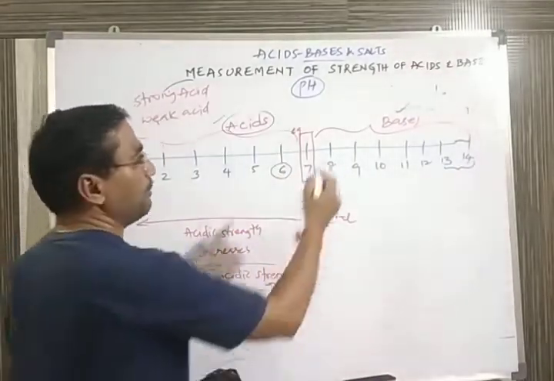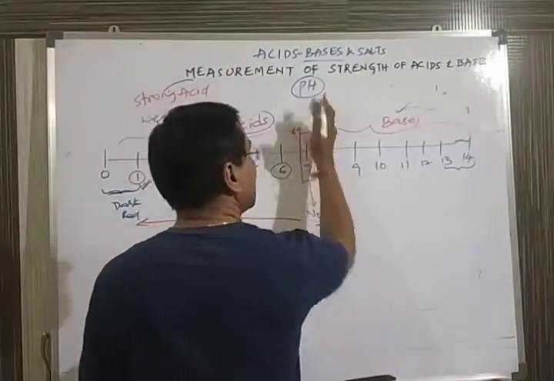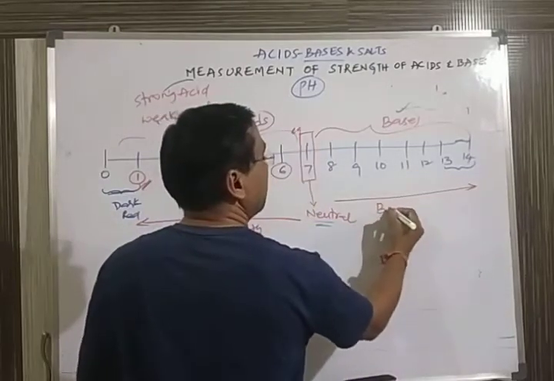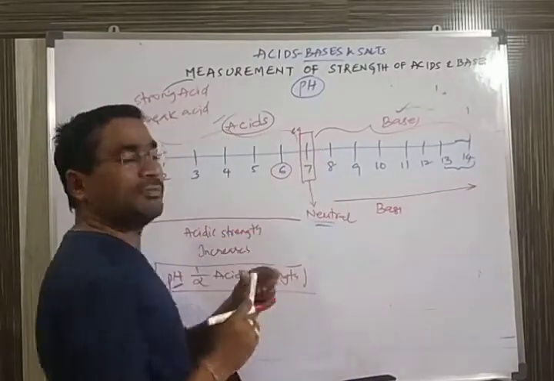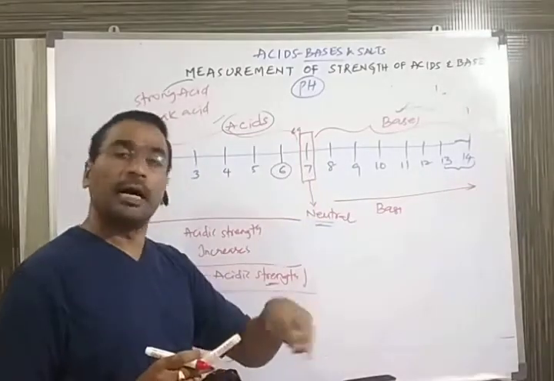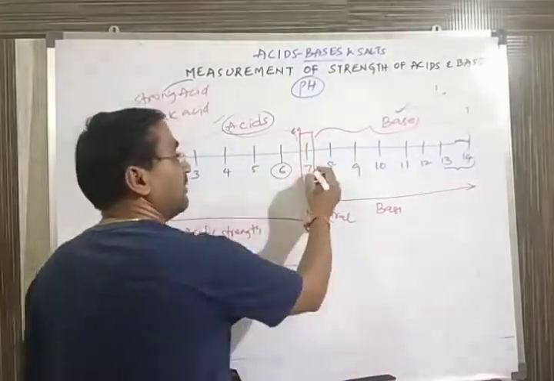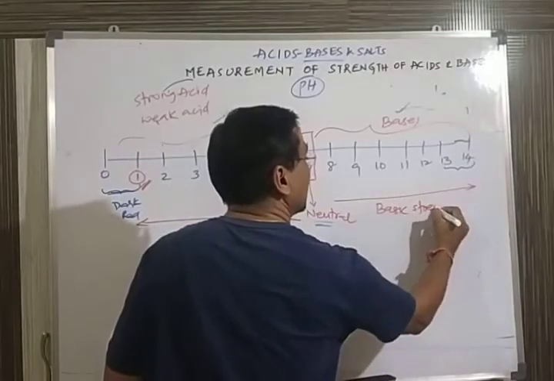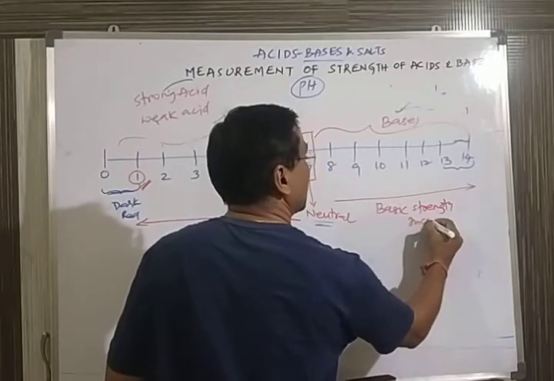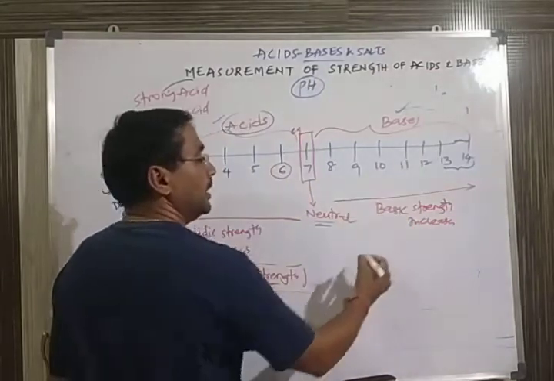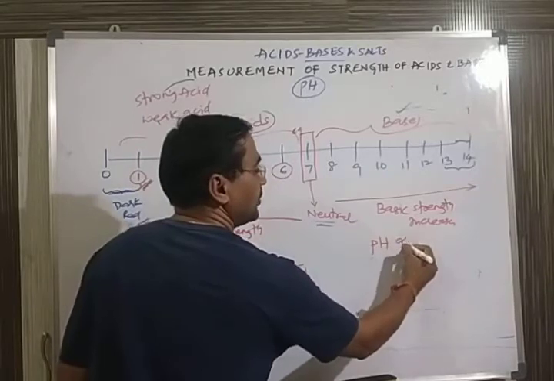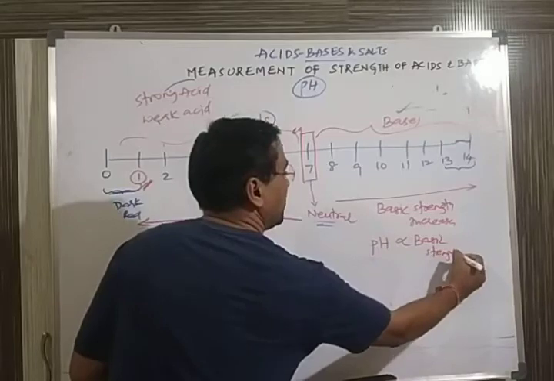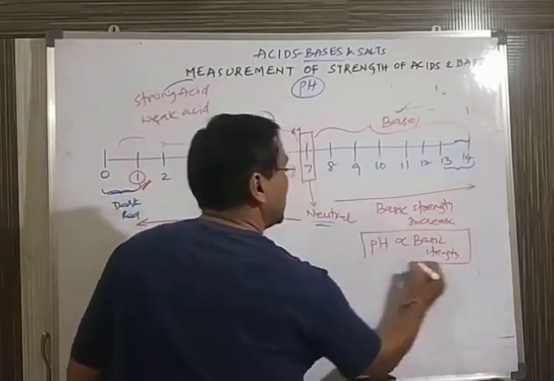Okay, and when you go for the bases, as you move from 7 towards 14, any substance which has pH greater than 7 is a base. As you move towards 14, the basic strength increases. In this case, pH is directly proportional to basic strength.